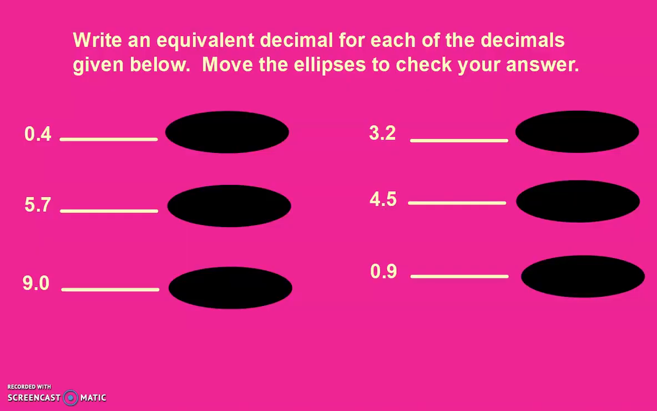Now for these, you need to write equivalent decimals. So to make 4 tenths, that's the same as 40 hundredths. So I put 0.40. 5 and 7 tenths is the same as 5 and 70 hundredths. Put a little equal sign. And then 9 and 0 tenths is the same as 0 hundredths, or I could just put 9 equals 9. Now you try these three, pause the video and see if you get the correct answer.